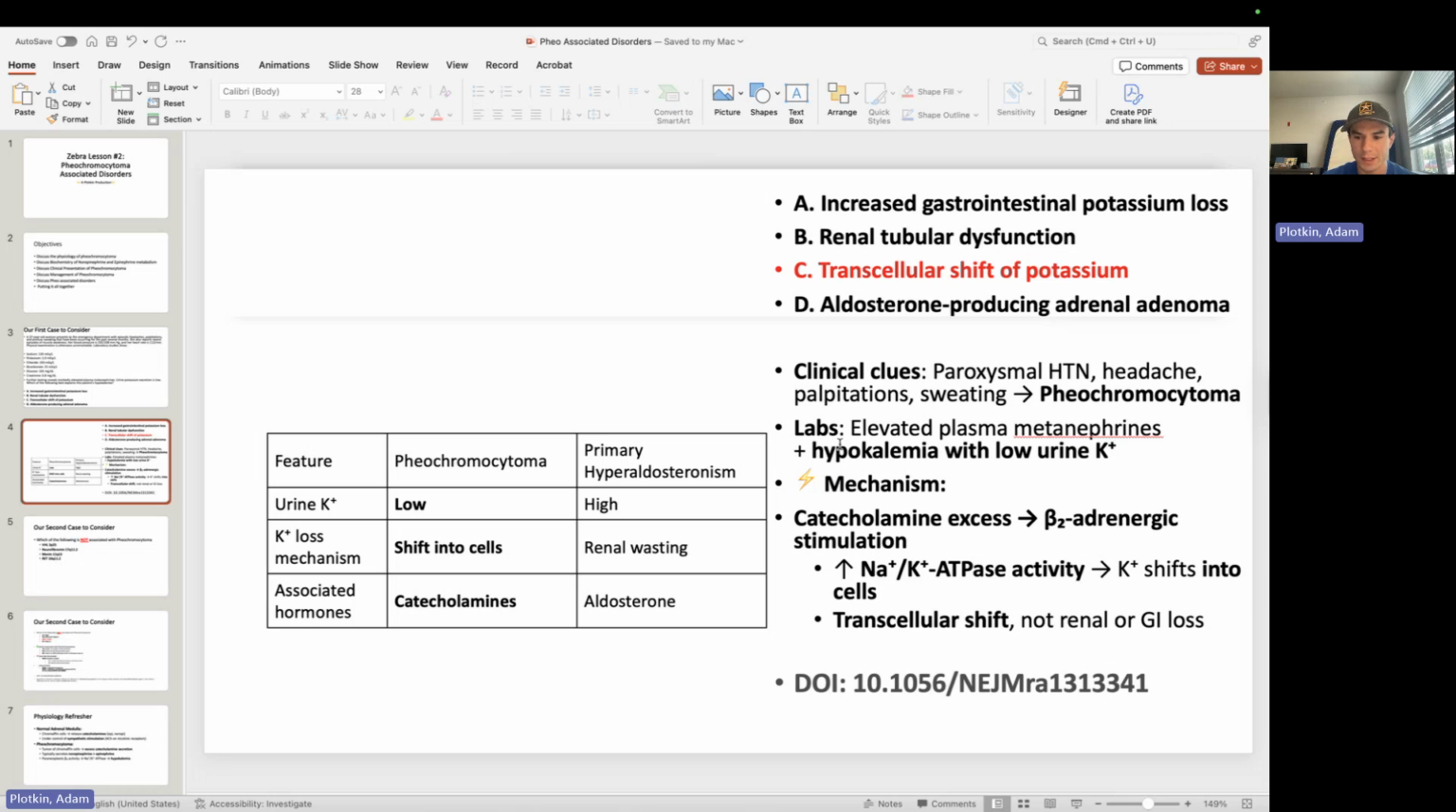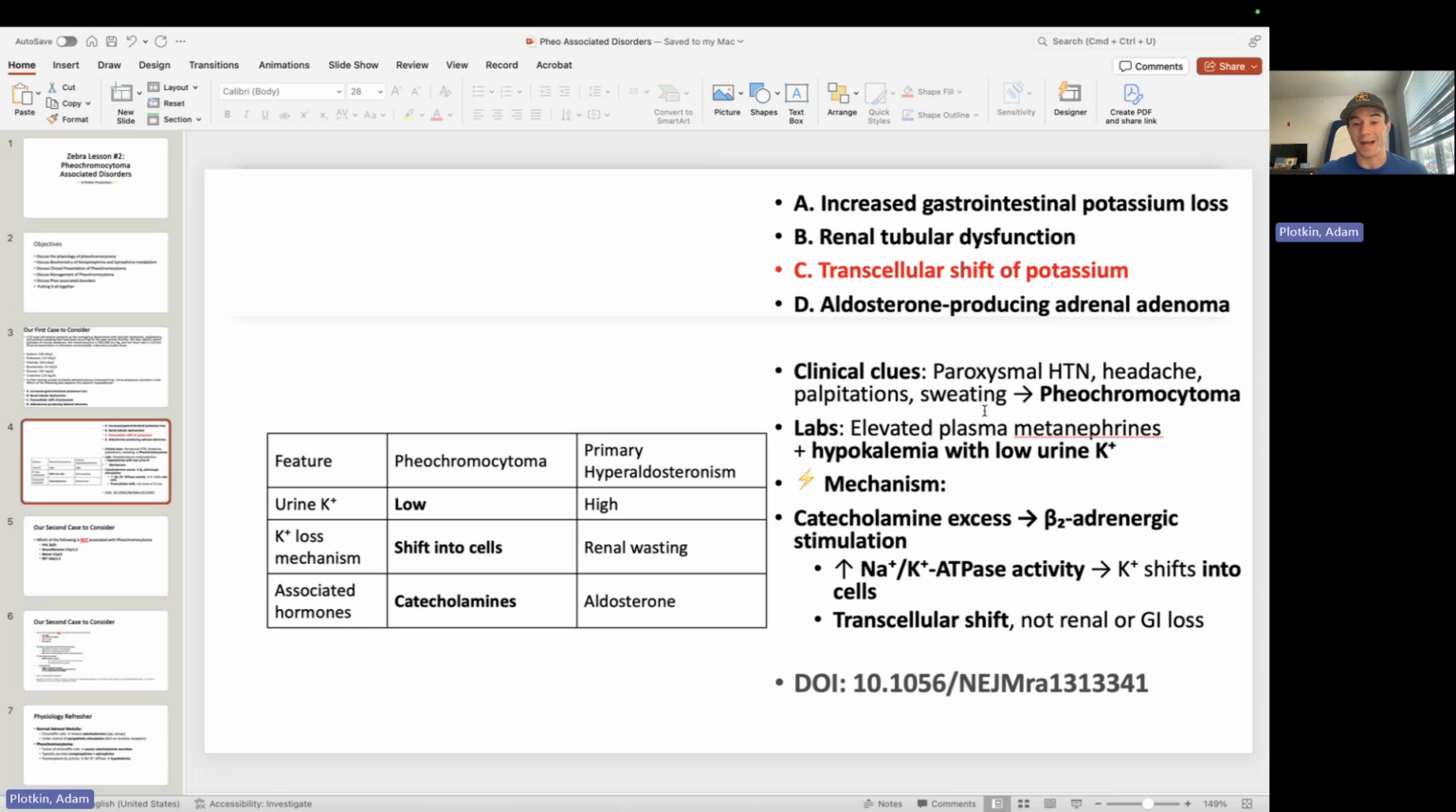So really, when we think about this, we see the paroxysmal hypertension, headache, palpitations, and sweating. These are classic of Pheo, and we'll talk about why the patient is having those symptoms as we go through. But remember, pheochromocytoma, I'm just going to set the stage for us. It's a tumor that is secreting norepinephrine and epinephrine. Those are my sympathetic nervous system activating agents, right? My sympathetic nervous system neurotransmitters.